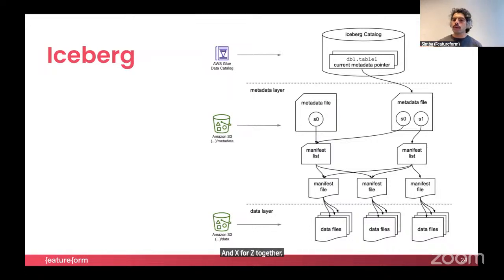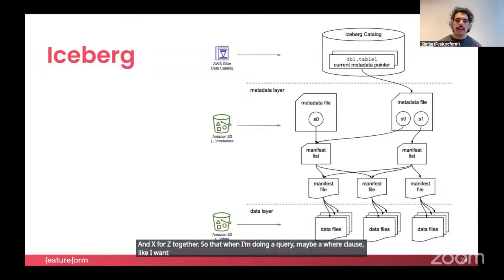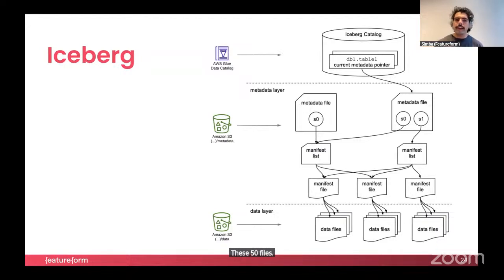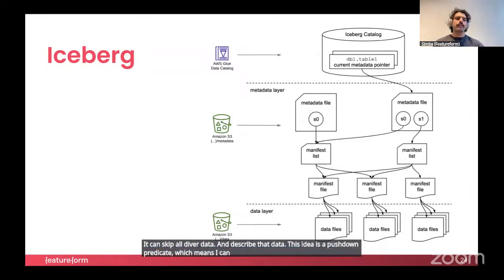So that when I'm doing a query, maybe a where clause, like I want users that start with A, I know that all the users whose names start with A to C are in these 50 files. So for any query engine, whether it be BigQuery or Iceberg, it can skip all the other data and just grab that data. This idea is a push-down predicate, which means I can write a query in a where clause and I can read less data and process less data because I've kind of ordered it and stored it in a good way. I've created a great index.